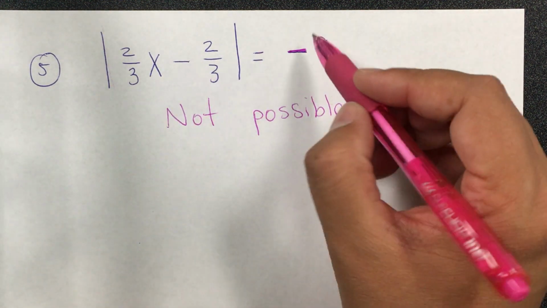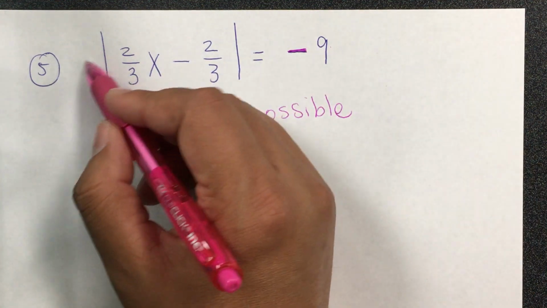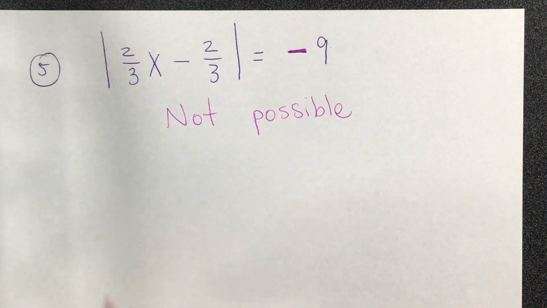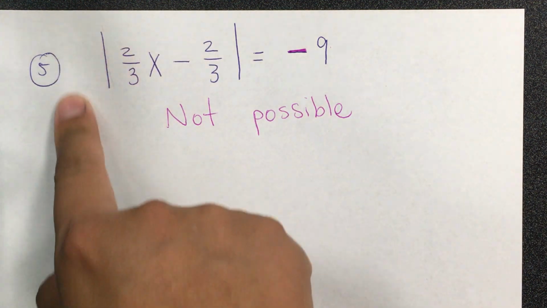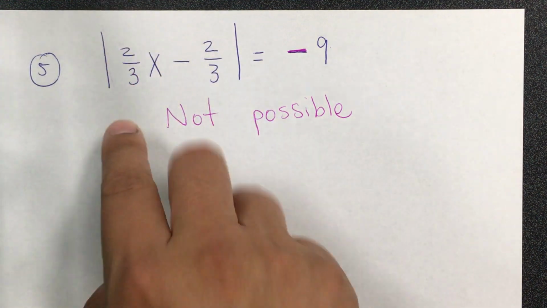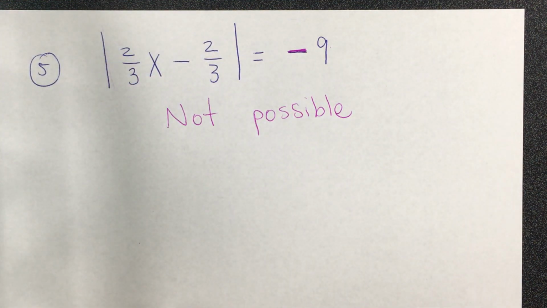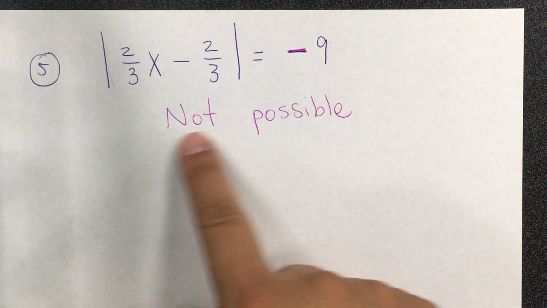One more thing, if there is a negative in here and there are other things going on outside, that's a different story, but that's for another lesson. But if you just see nothing else other than the absolute value with an expression inside and a negative, just put not possible.